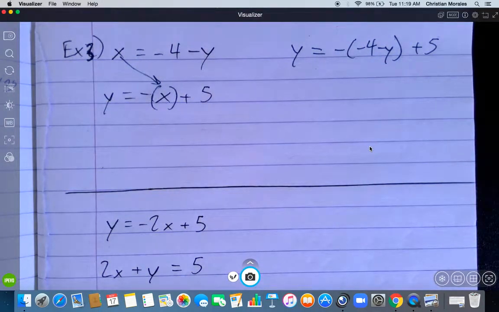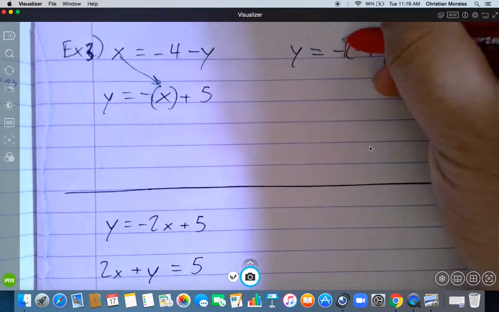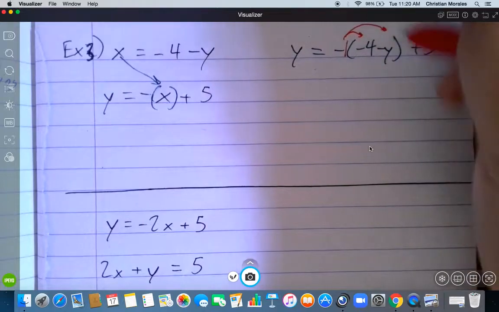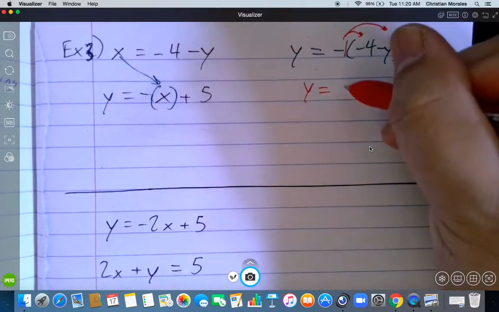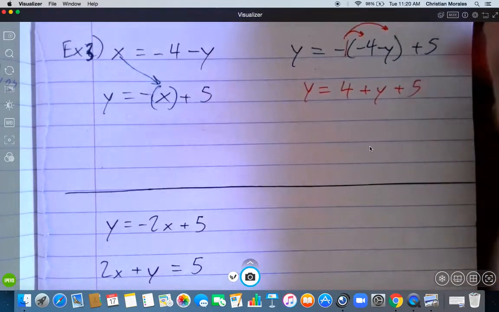Okay, now there's a negative sign in front. So what does that mean? Remember, whenever there's a negative sign in front, make that a -1. We're going to distribute -1. So your problem is going to look like this: +4, positive y, plus 5.